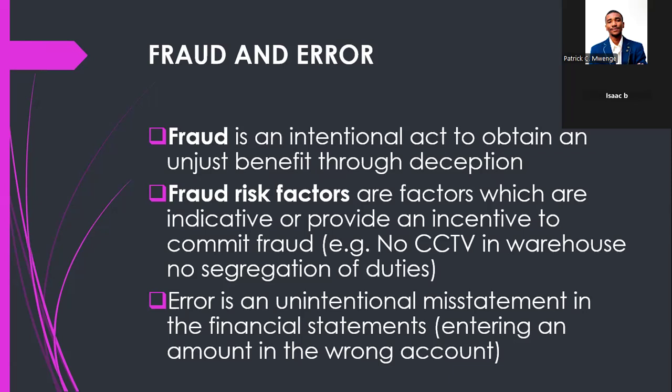For example, there's no CCTV in the warehouse, right? So if there's no CCTV in the warehouse, the person who's managing that particular warehouse is given an incentive to steal because no one is going to see him. No one is going to bring him to book. No one is going to hold him accountable. He can steal whenever he wants. So that is a fraud risk factor. It gives an opportunity for an employee or any other person to commit fraud.